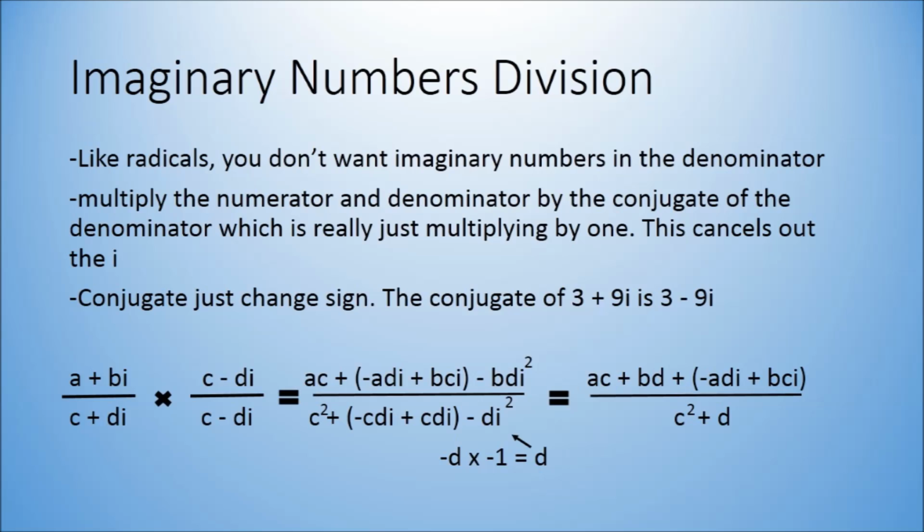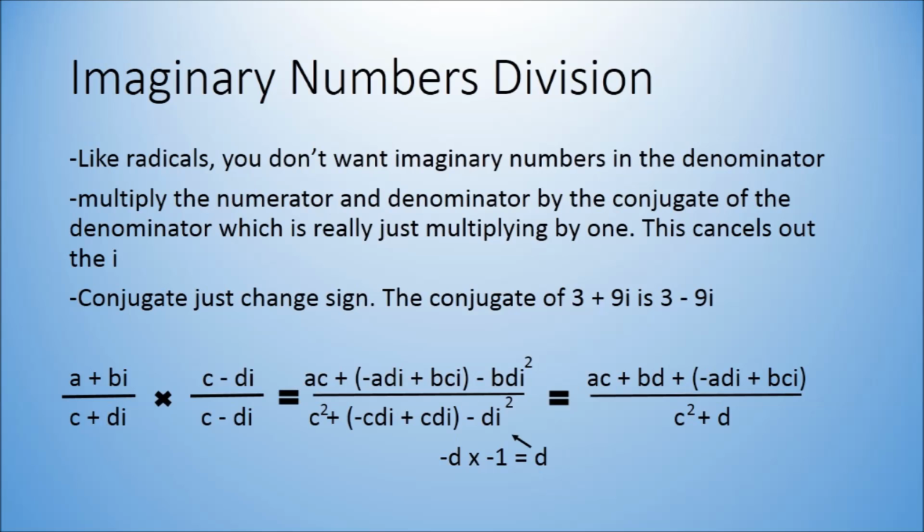And now we will move on to the division of imaginary numbers. So, like radicals, you do not want imaginary numbers in the denominator. To get rid of the imaginary number in the denominator, you multiply the numerator and the denominator by the conjugate of the denominator over itself, which is really just 1. So multiplying by 1 really doesn't change anything. So this will cancel out the i on the bottom.